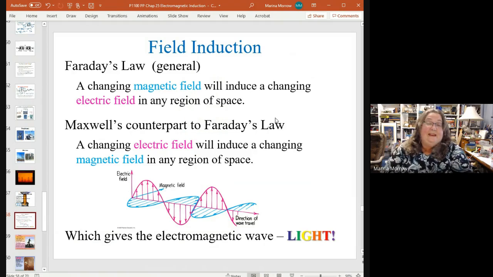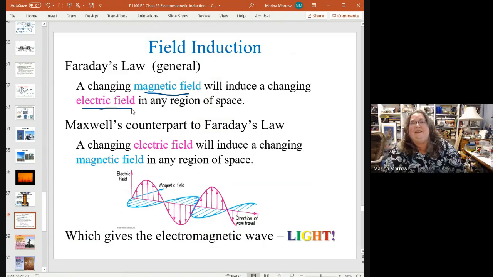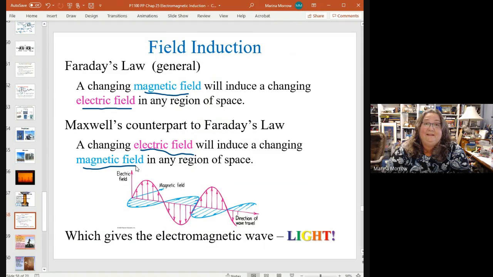Okay, so the idea is that Faraday's law, in general, says that a changing magnetic field will induce a changing electric field in space. So it was inducing a current to go through a wire, but it could just make an electric field out in space. And then there was this guy named Maxwell who came up with a corresponding rule that if you have a changing electric field, that will induce a changing magnetic field in space.